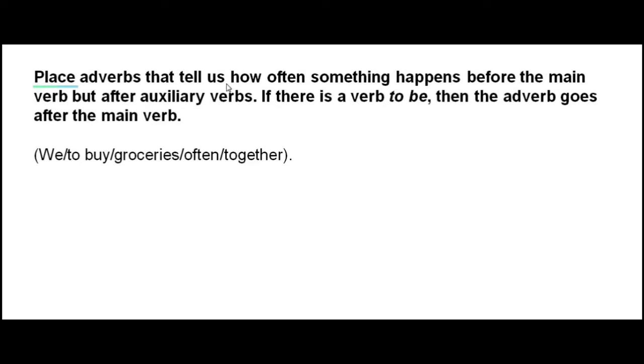Now we place adverbs that tell us how often something happens before the main verb, but after auxiliary verbs. Note that if there is a verb to be, then the adverb goes after the main verb. Now create a sentence using the following words in the bracket. We to buy groceries often together. We often buy groceries together.